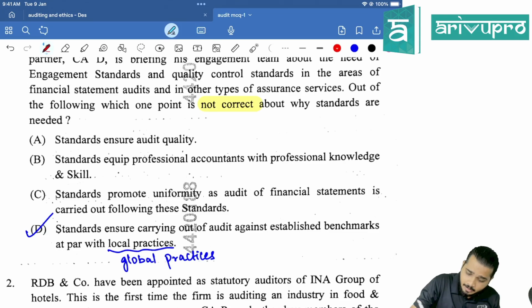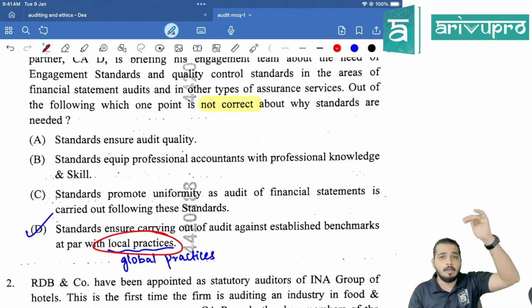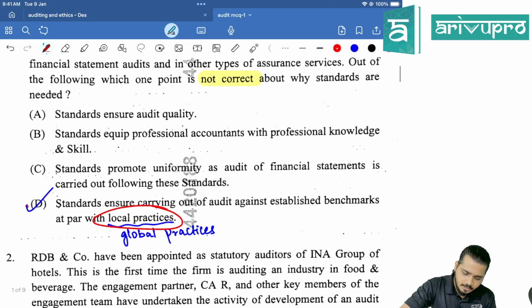This is where they have gone wrong. Local practices. Yes, so this is not correct. Why? We are at par with global practice. If you remember, students of my class, what we have discussed is that we have to be at par with global standards, right? That is why we were learning how we and the global standards are almost similar, right? So definitely the answer is D.